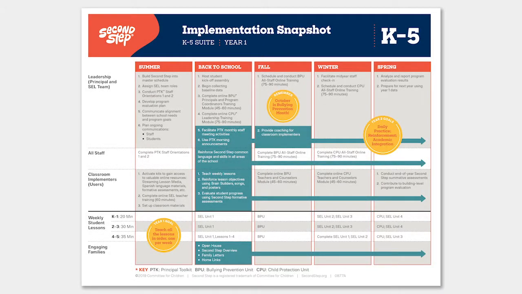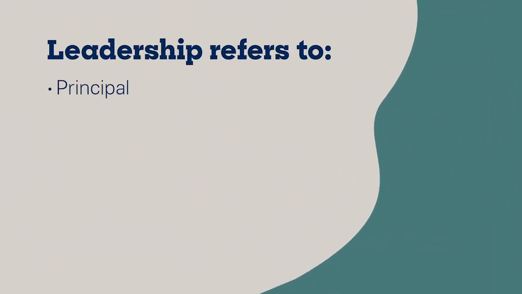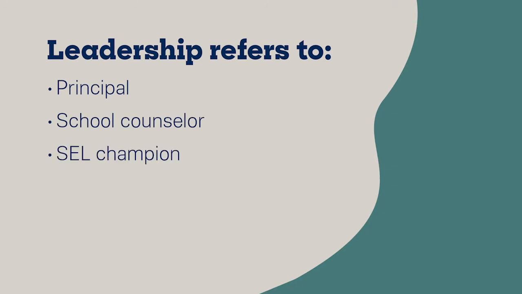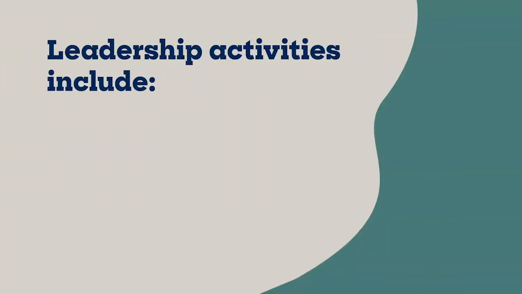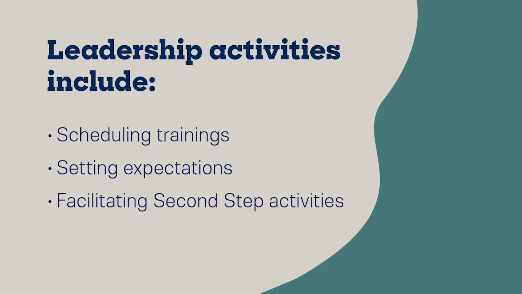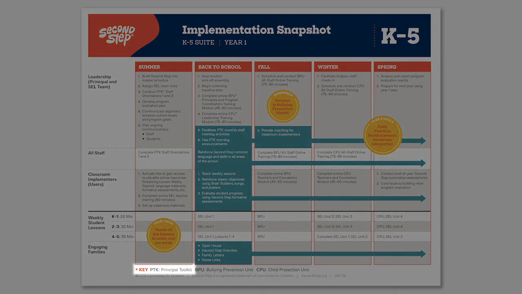Let's start by exploring the leadership category. For this tool, leadership refers to anyone charged with supporting Second Step school-wide: the principal, a school counselor, SEL champion, program evaluator, or other school administrator. In this role, your responsibilities focus on motivating, preparing, and supporting staff for implementation with fidelity. Some examples of your leadership activities include scheduling trainings, setting expectations, and facilitating brief Second Step program activities to engage all staff. Many of your resources will be located in the PTK, the Principal Toolkit.